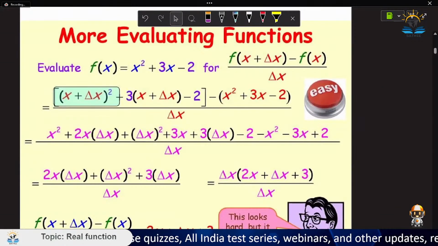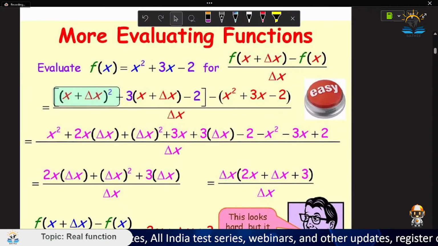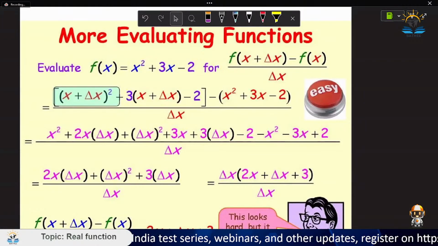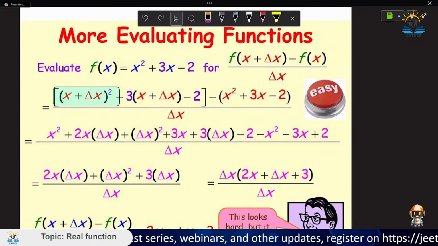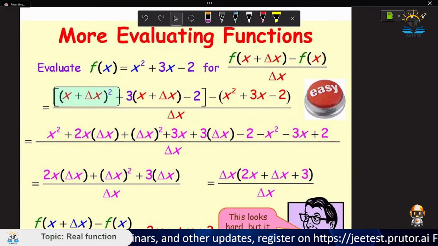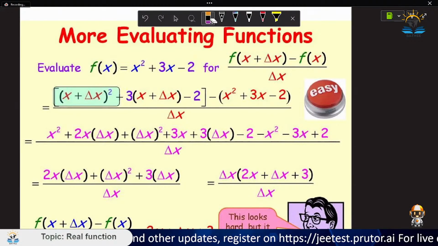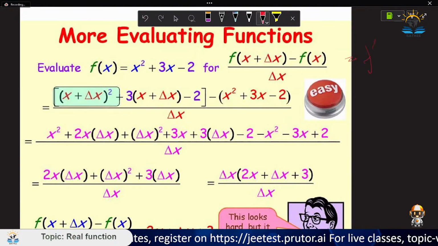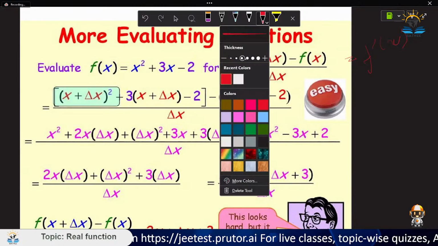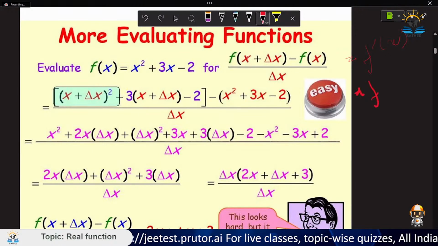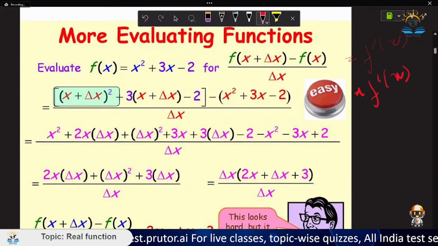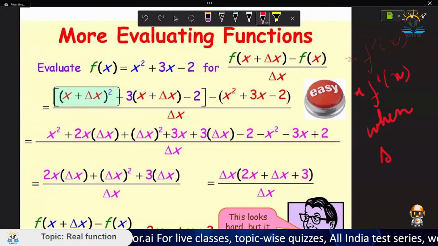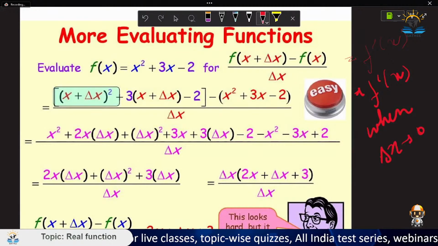Now evaluating more functions. Let's define a function f of x equals x squared plus 3x minus 2, and take f of x plus delta x minus f of x, upon delta x. This is basically a short-term definition of f dash x. If you understand, let me make it a bit bolder. Yes, so this is f dash x when delta x tends to 0.